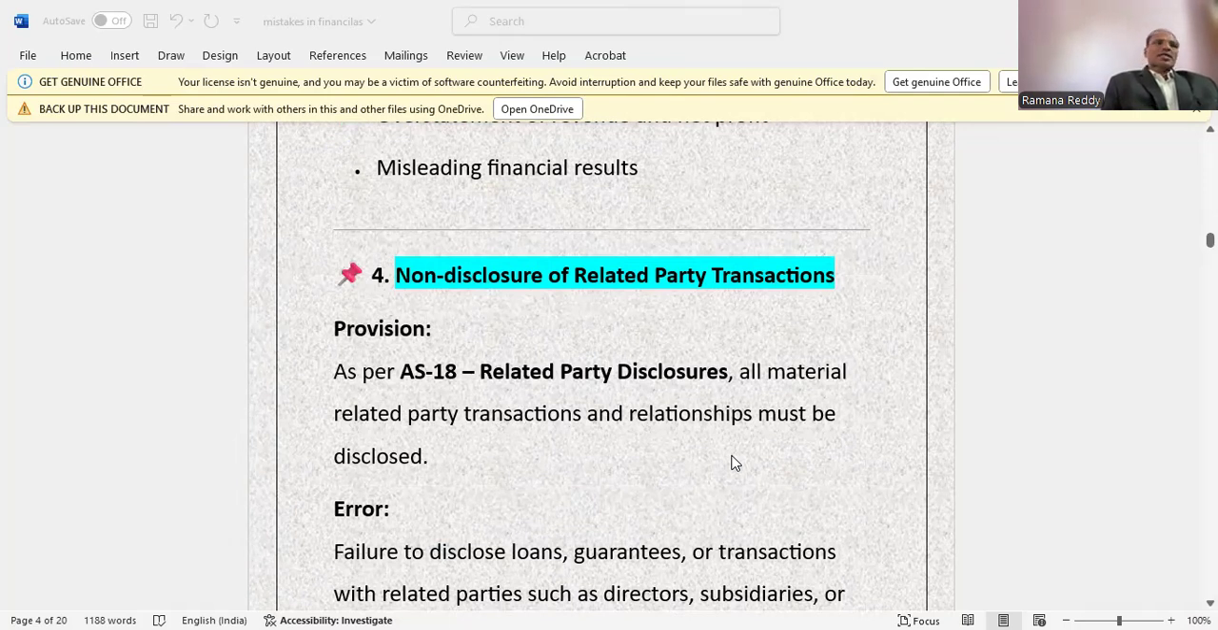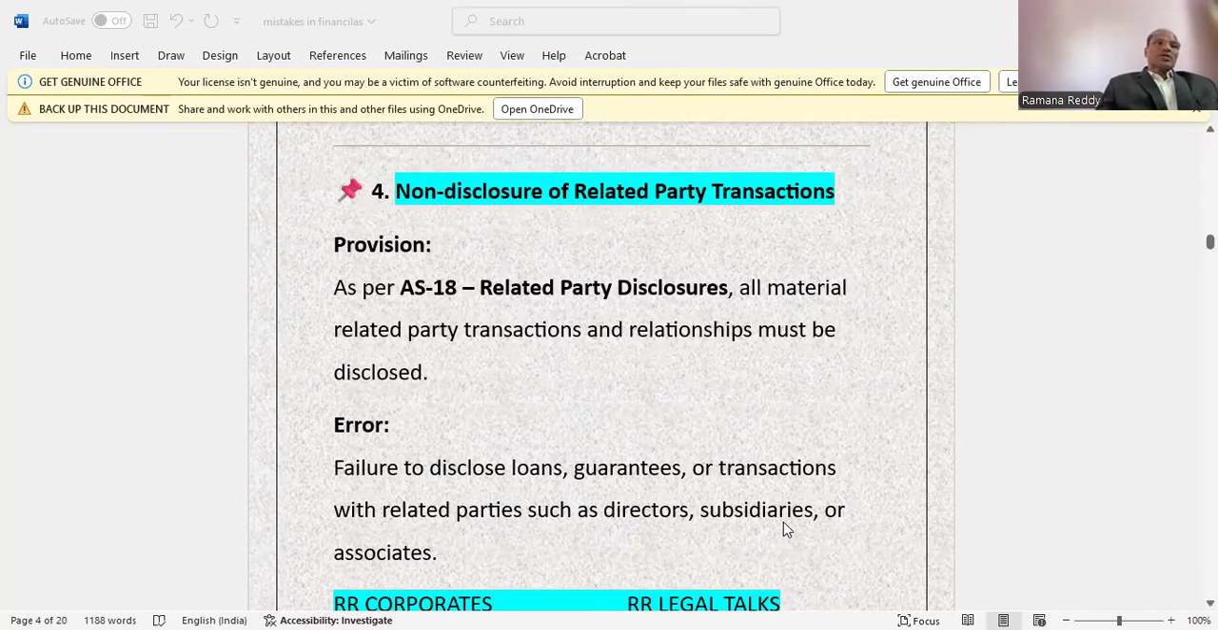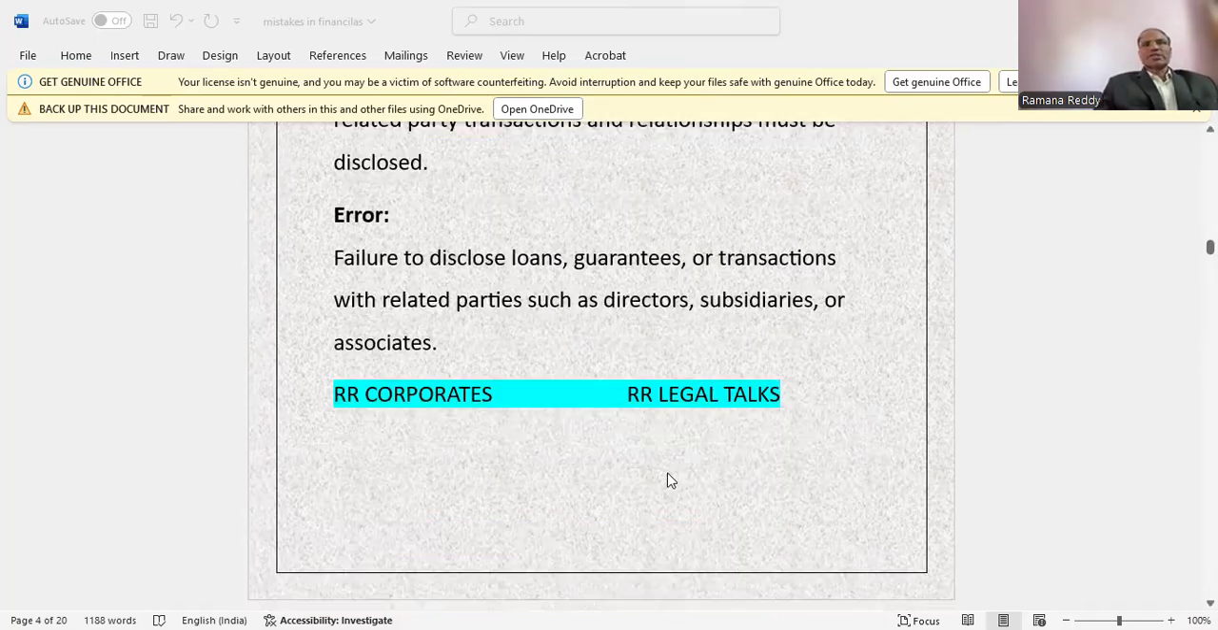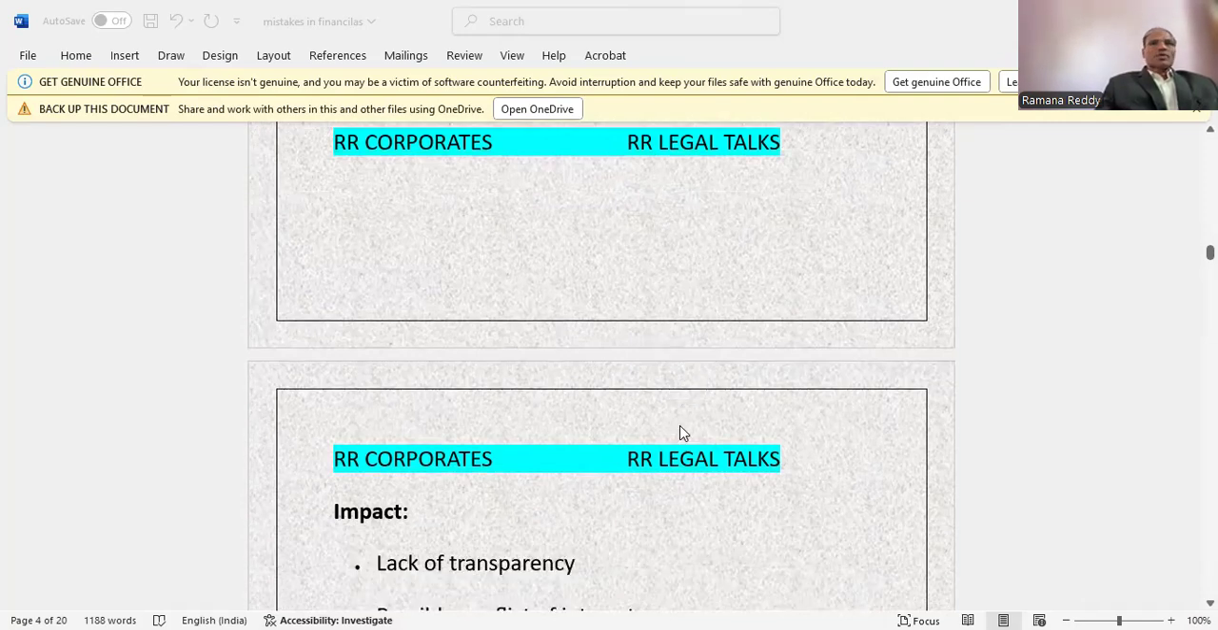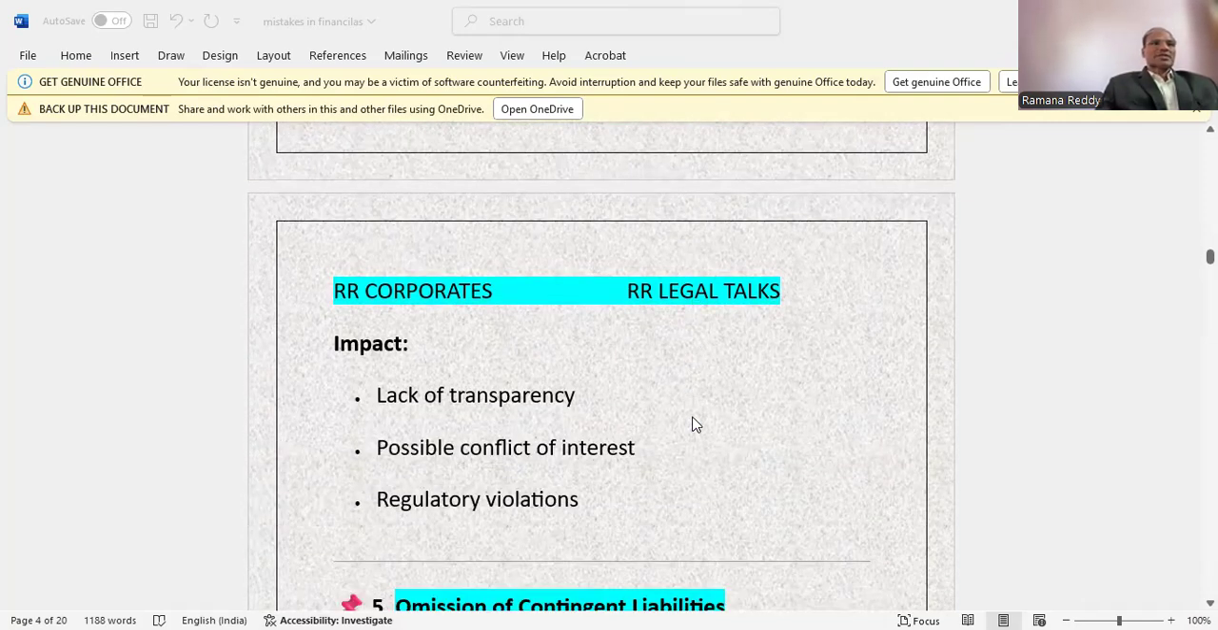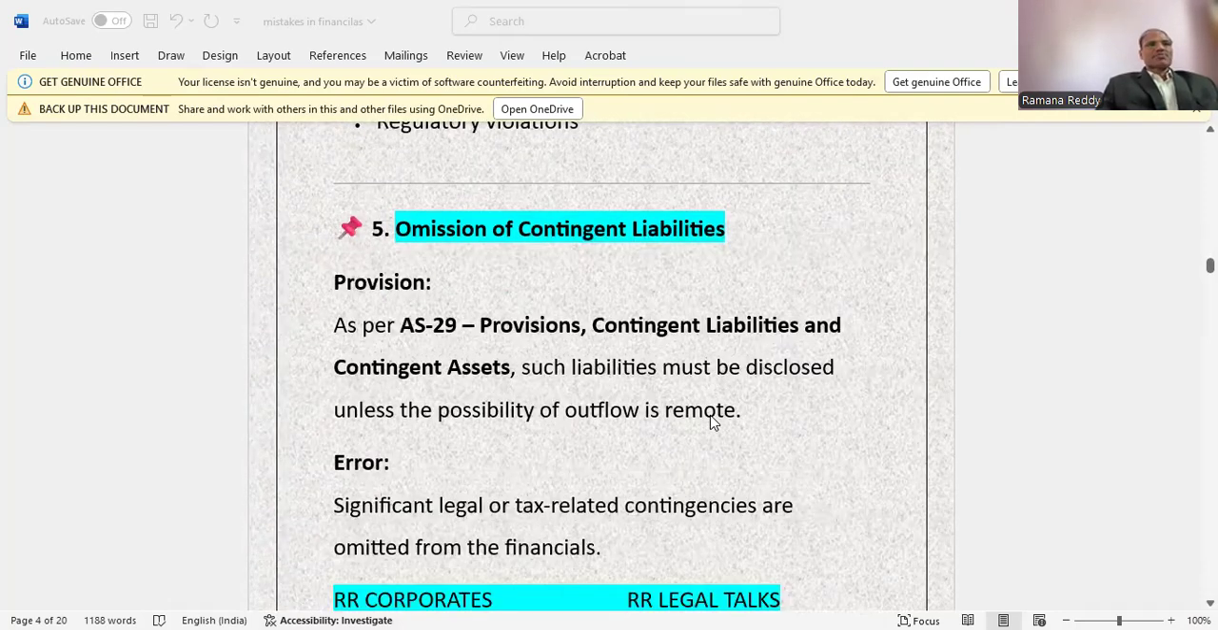Another error we will see is the non-disclosure of related party transactions. In many cases we will see this, but as per the provision AS18, related party disclosures, all material related party transactions and relationships must be disclosed. The error is failure to disclose loans, guarantees, or transactions with related parties such as directors, subsidiaries, or associates. So what would be the impact? Lack of transparency, possible conflict of interest, and regulatory violations.